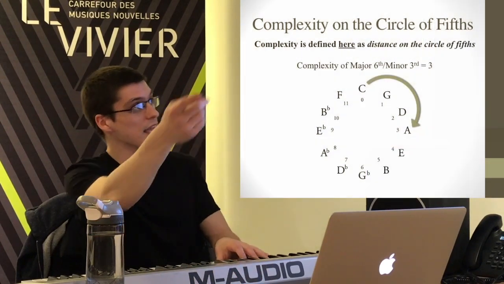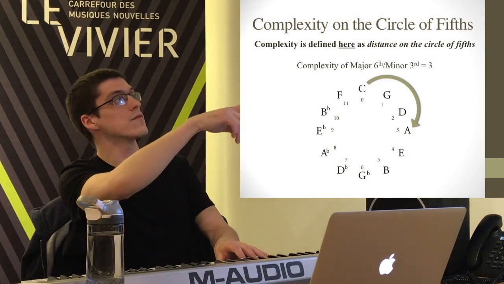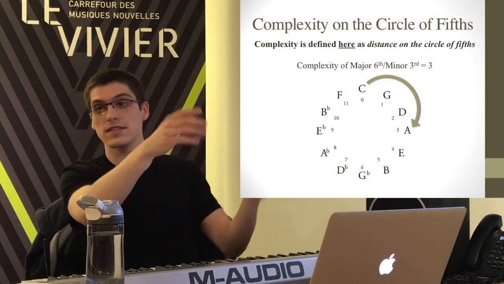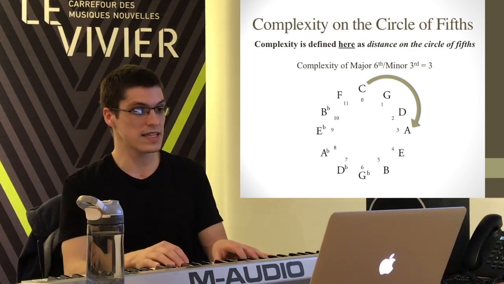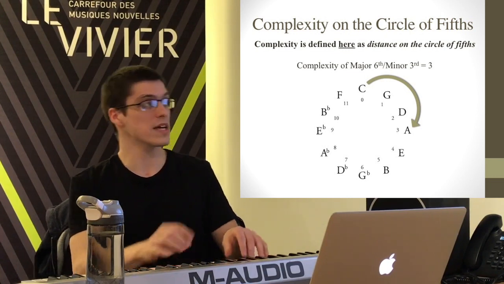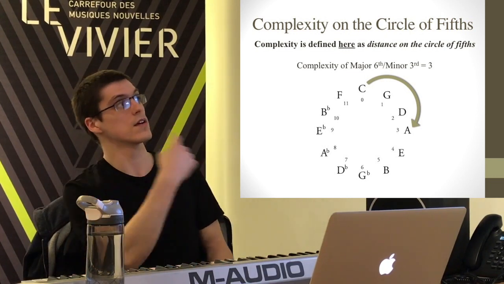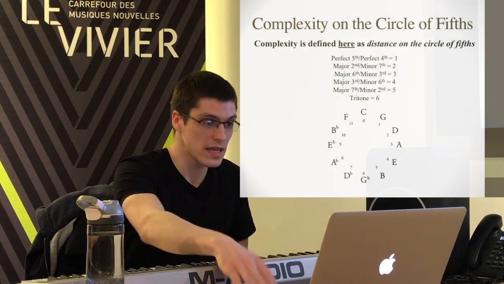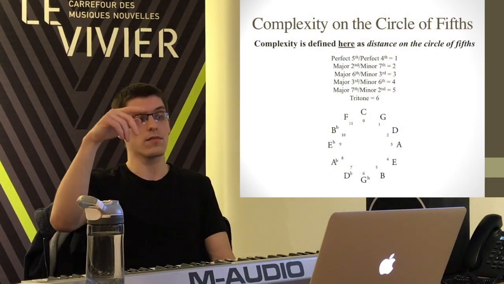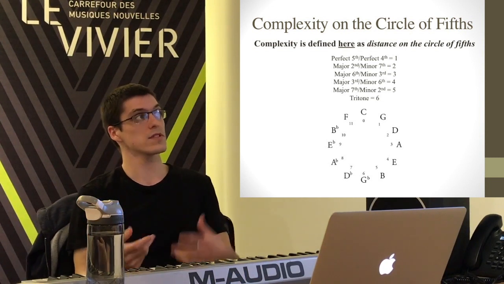If you have C to A, and this is the same thing if it would be, for example, F to D, it's the same number of steps, it doesn't need to start from C. C to A is going to have a complexity of 3, because you go C, G, D, A, right? And then based on that, you can have a list of all of your possible intervals and the complexity of them.